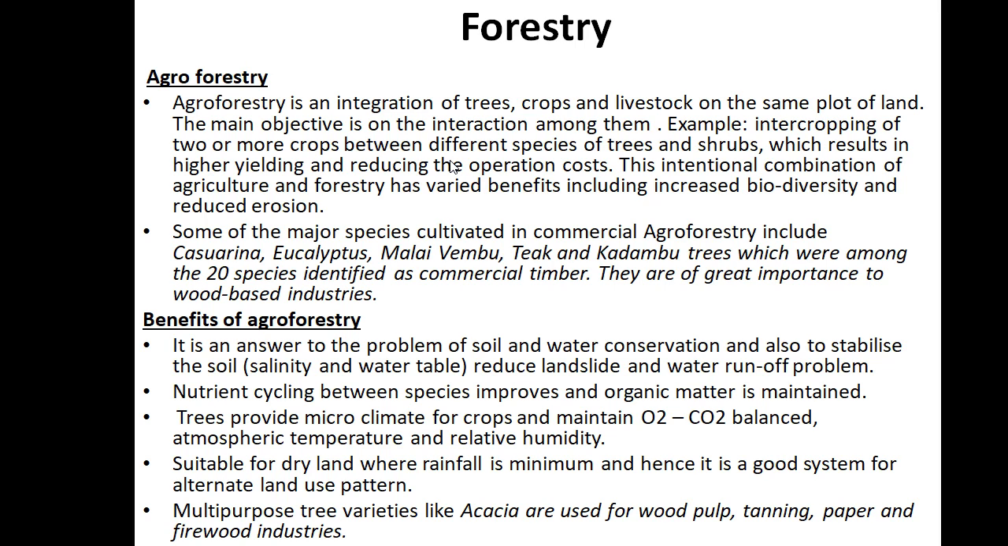Some of the major species that are cultivated in commercial agroforestry include casuarina, eucalyptus, malayvembu, teak and kadambu trees. These trees are very commercially important because eucalyptus is used to prepare paint balm. Malayvembu is a main immune booster medicine, and casuarina is used in construction places, and also teak wood is mainly used for our wooden furniture and all.